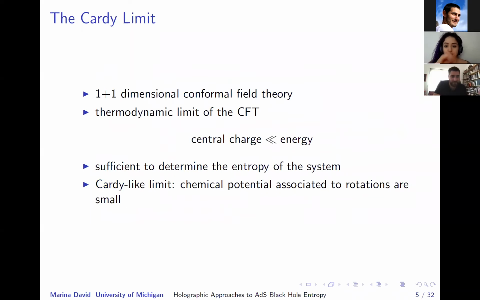Just to give you a little bit of an overview about what the Cardy limit is, consider a 2-dimensional CFT. In the thermodynamics of the CFT, we'll say that the central charge is much less than the energy. And this is typically the limit that is enough for us to determine the entropy of the system. The Cardy-like limit is similar, and we take the chemical potential associated with the rotation to be quite small.